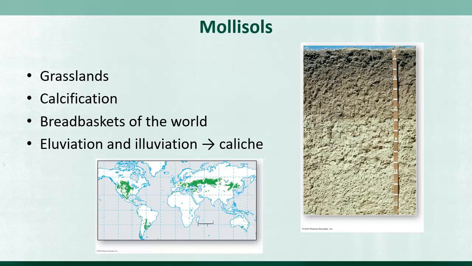Now, it can be trapped too much. You can have so much of this material pushed down through the zone of eluviation into the zone of illuviation that it ultimately creates sort of like a crusty, calcified layer, which is bad. But for the most part, the mollisols are good. And this is where the bread baskets of the world are, the big grain growing areas, as you can see on this map actually.